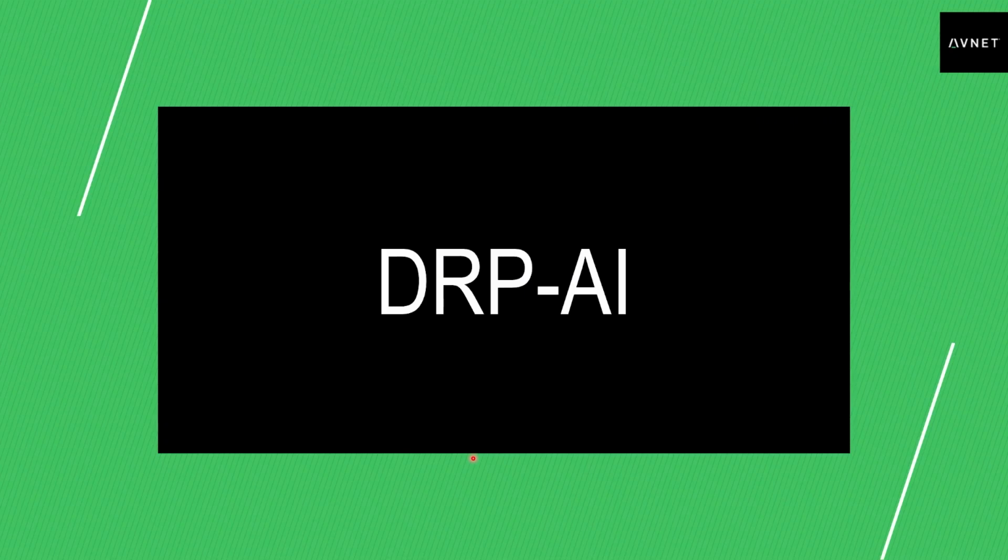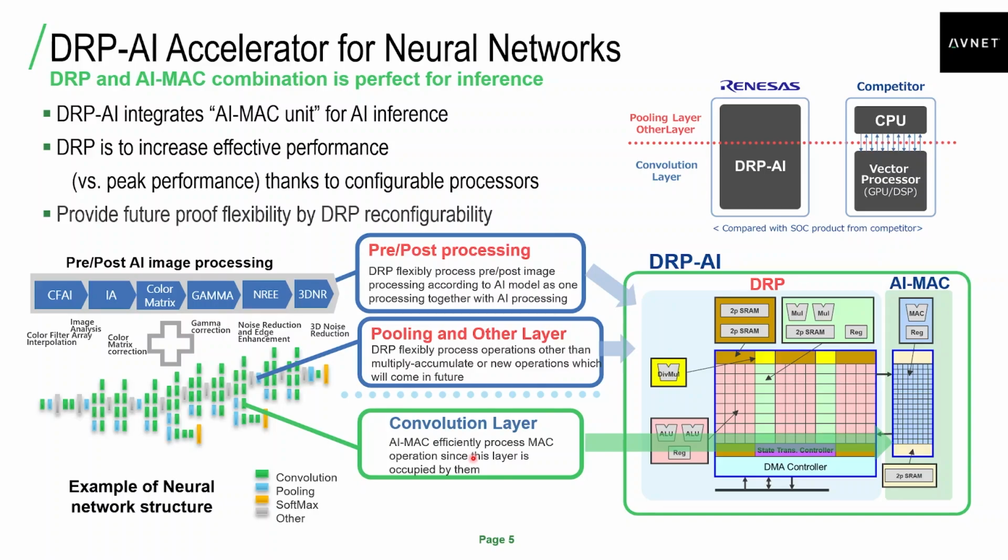So now let's take a little bit of a closer look at what the DRP-AI is. The DRP-AI hardware block is basically a dynamically reprogrammable logic block, or DRP, tied to an AI MAC. With this configuration, we are able to divide the AI model into its various processing pieces and execute each of those pieces on a hardware block that is specifically designed for that computational logic.